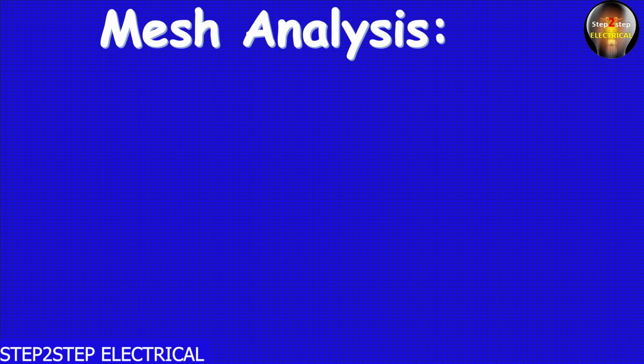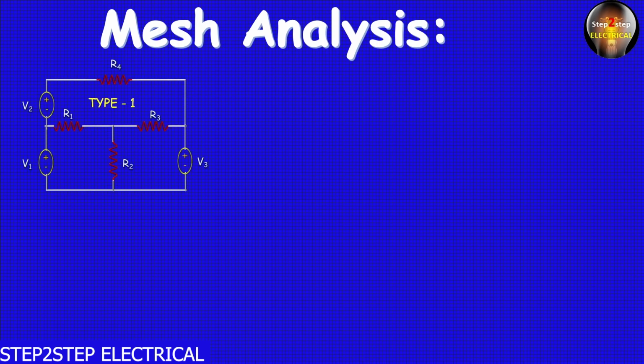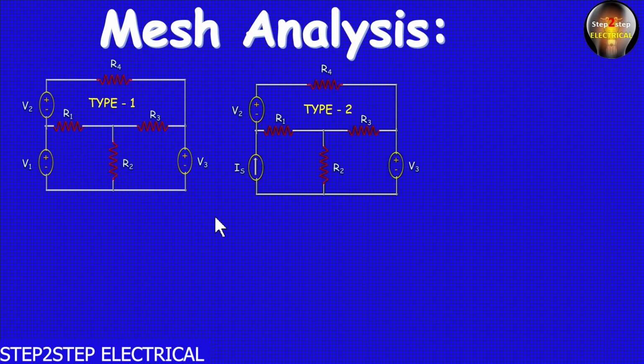Now we will see what the different types of circuits are that we will face in mesh analysis. The very first type is this circuit. In this circuit there are only voltage sources, whose values are known, and resistors whose values are also given. So this is the very first type. The second type is this one. In this type there is a little difference: there are two voltage sources, but V1 is replaced by a current source, and this current source lies on the circumference of the loop.